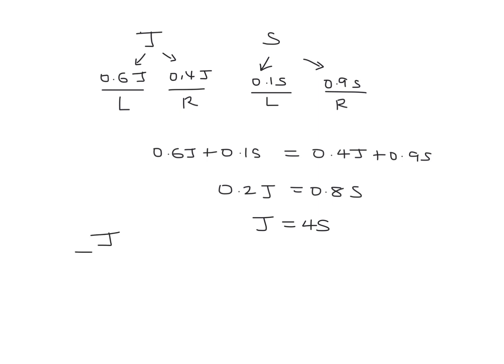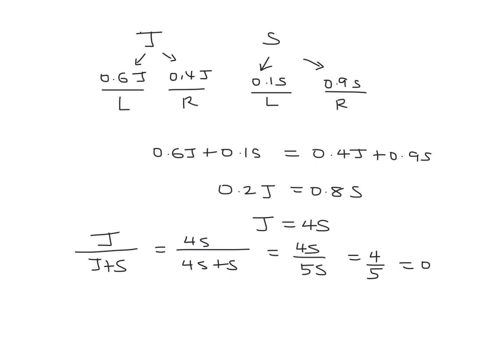All right, so they want the percentage of juniors in the entire school, or sections, or whatever. So basically what they want is j over j plus s. Well, j is 4s, so substitute that in. So you get 4s over 5s. The s's cancel and you get 4 over 5, and that is 80%. And there you go. That's it.